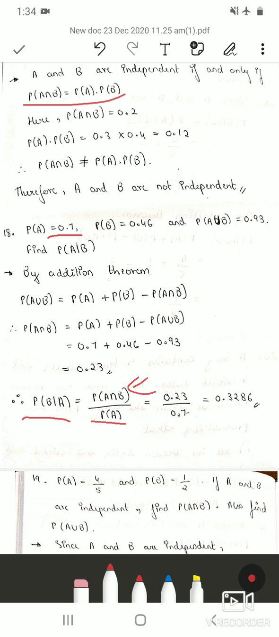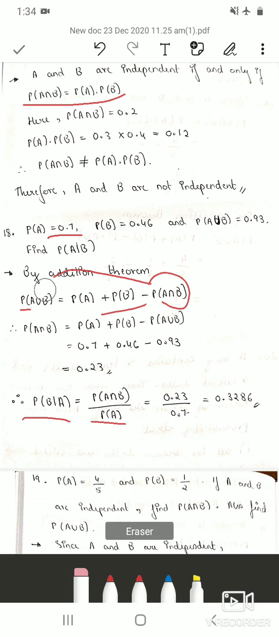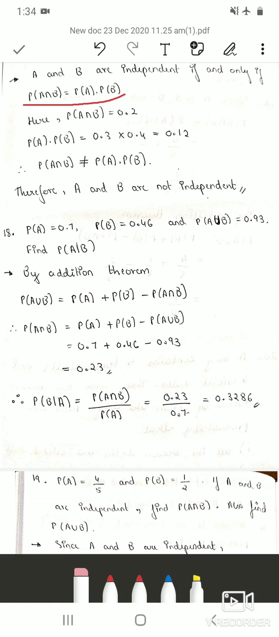We know by the addition theorem, probability of A union B is equal to probability of A plus probability of B minus probability of A intersection B. We want probability of A intersection B, so take it to the left hand side and A union B to the right hand side. The new equation would be probability of A intersection B is equal to probability of A plus probability of B minus probability of A union B.